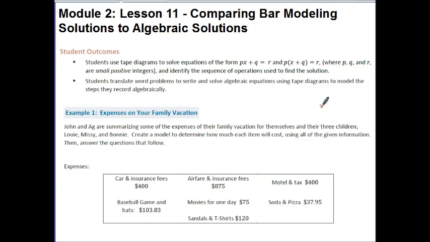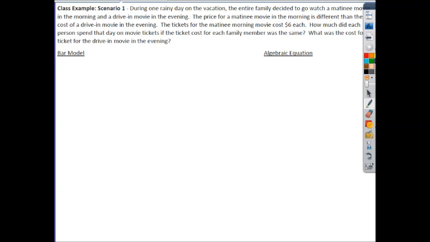So here we have a list of their expenses. We have car and insurance fees were $400, airfare and insurance fees were $875, motel and tax $400, baseball game and hats $103.83, movies for one day $75, soda and pizza $37.95, and sandals and t-shirts $120. So we're going to use that information to answer the first question.